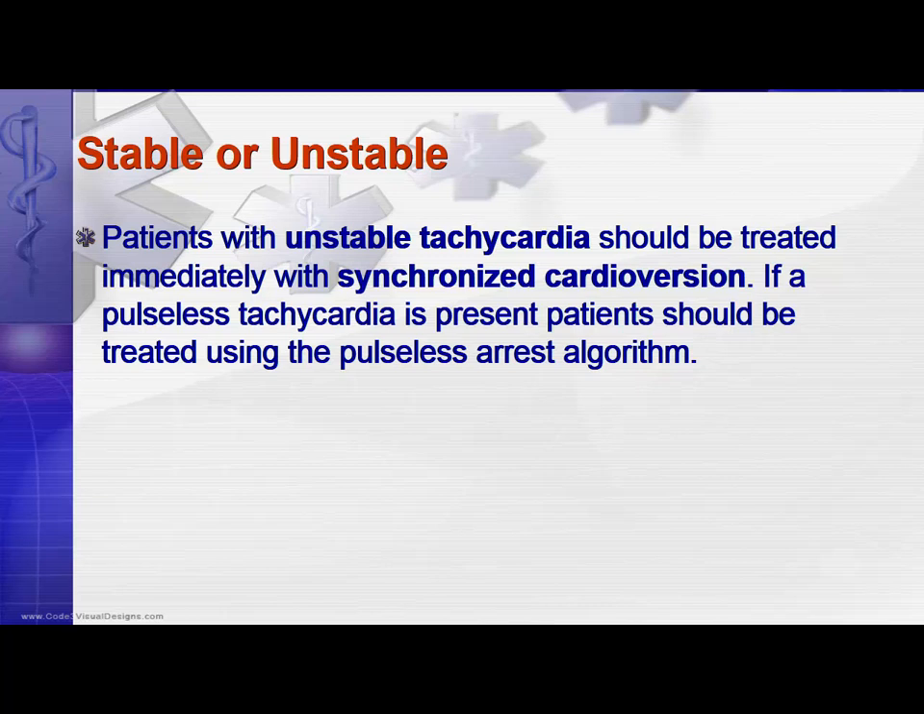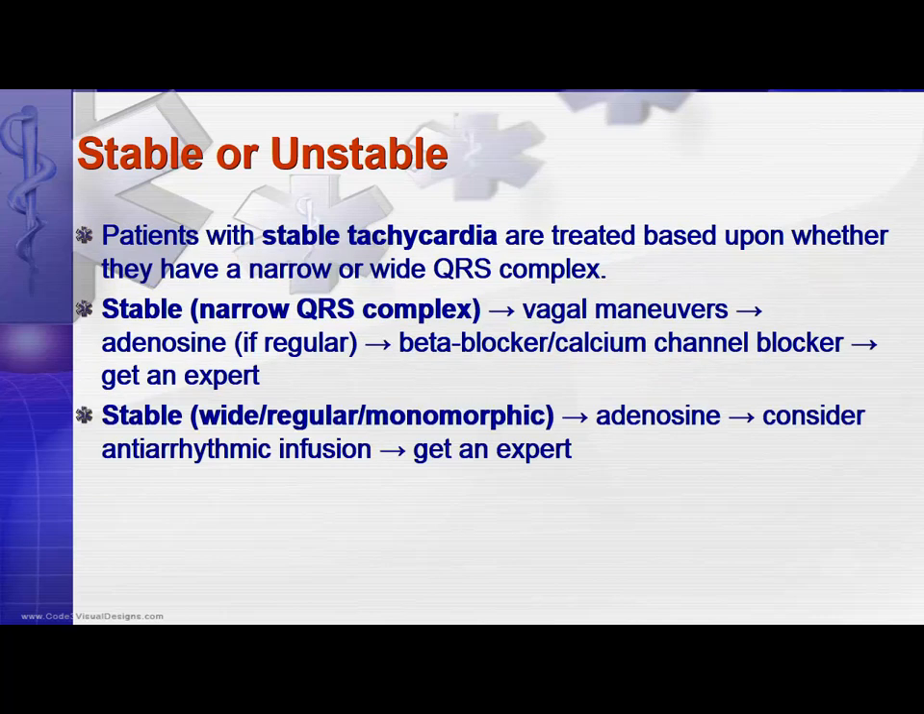Patients with unstable tachy should be treated immediately with sync cardioversion. If a pulseless tachycardia is present, the patient should be treated using the pulseless arrest algorithm. You're in a whole different category there, okay? So remember, you've got your narrow complex and your wide complex, and both of them will be treated under this algorithm if you have a pulse. Your narrow complex, you want to try vagal maneuvers first, if you can. Remember, this is non-invasive. Then adenosine, if it's regular. Then beta blocker, calcium channel blocker, could be sotalol according to the algorithm.